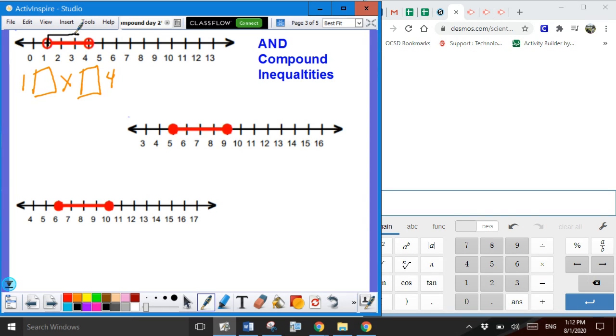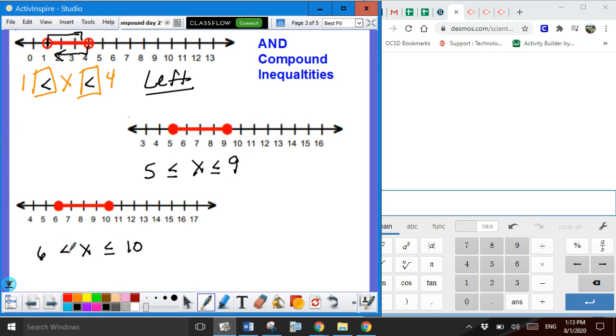So I know this one is going this way and this one is going this way. So x is less than 4. And remember, we're pointing to the left always. And x is greater than 1. This one I have x and 9 and a 5. So x is less than or equal to 9 and greater than or equal to 5. And x, a 10, a 6: less than or equal to 10, greater than or equal to 6. So hopefully you got those correct.